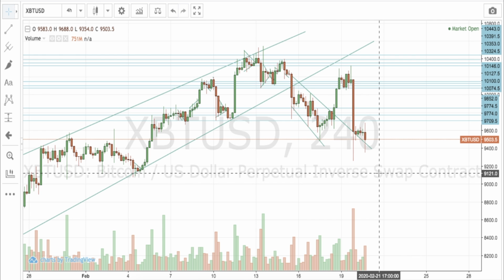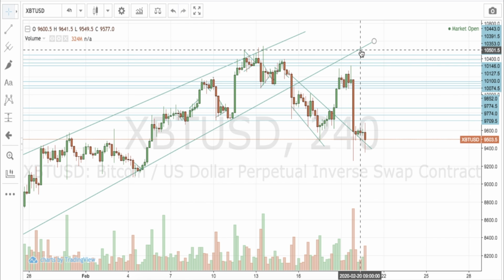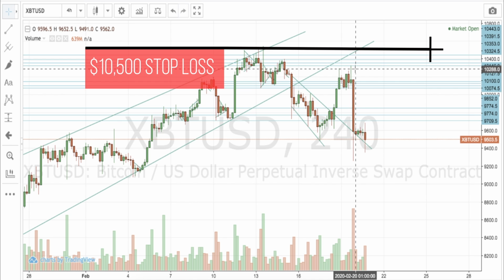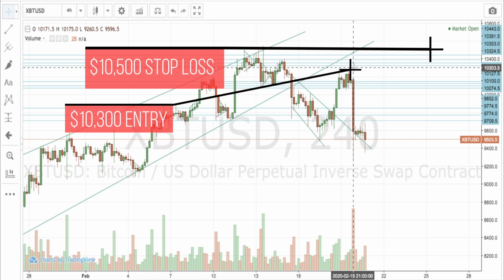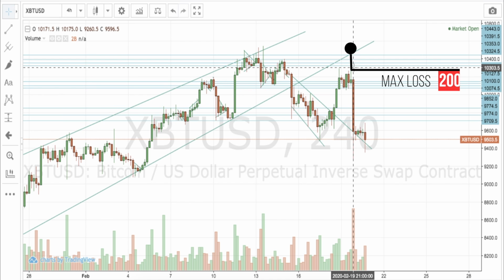You also want to be considering this from a risk-reward point of view. So in this example, if you set your stop loss at 10,500 and you've entered the trade at around 10,300, then your potential loss, your maximum loss for the trade, would be around 200 points.